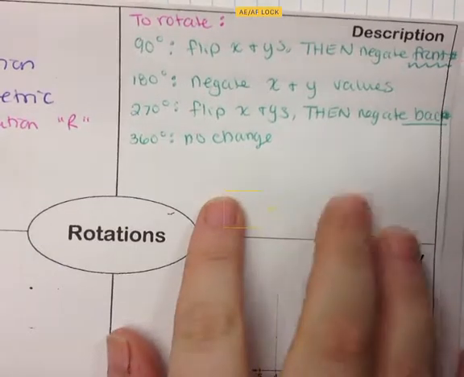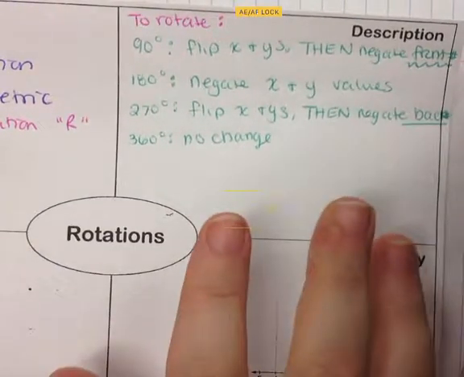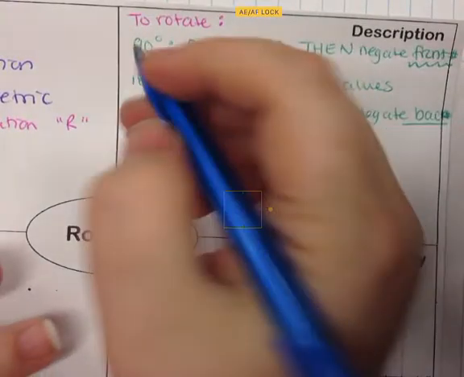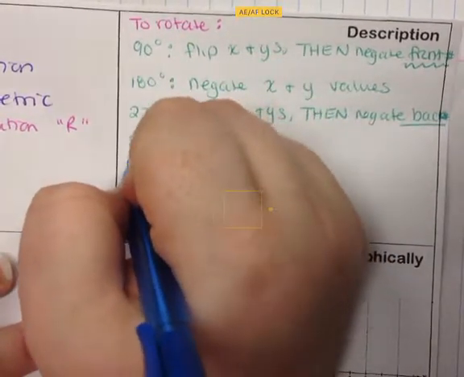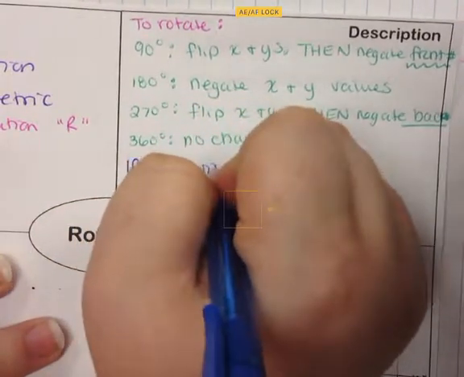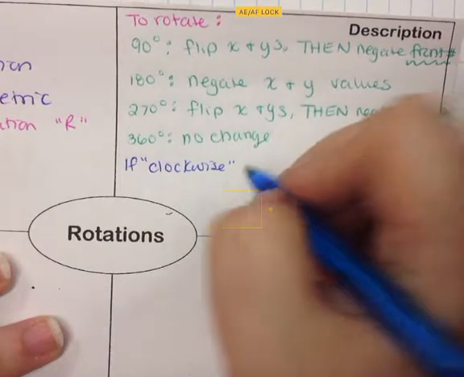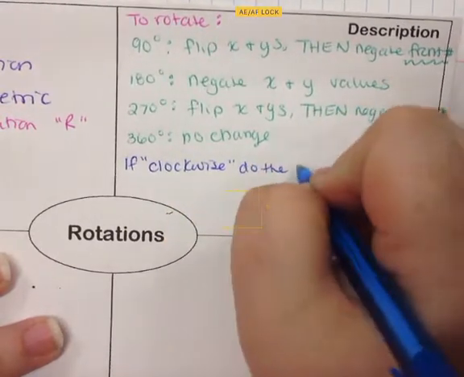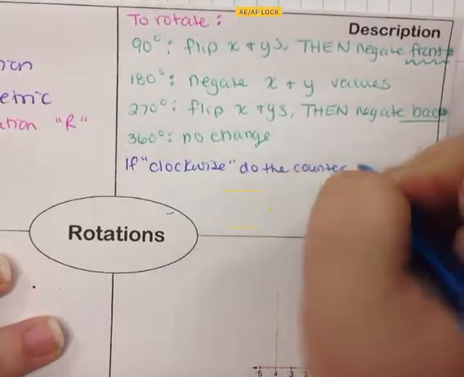Now, sometimes the problems won't say to rotate counterclockwise. If it just says rotate, that is automatically counterclockwise. But sometimes problems will say to rotate clockwise. That you have to change. So if it says to rotate clockwise, we need to do the counterclockwise equivalent.